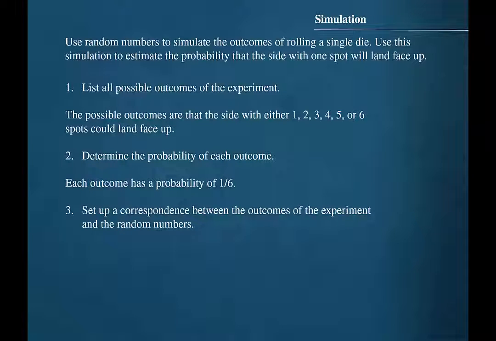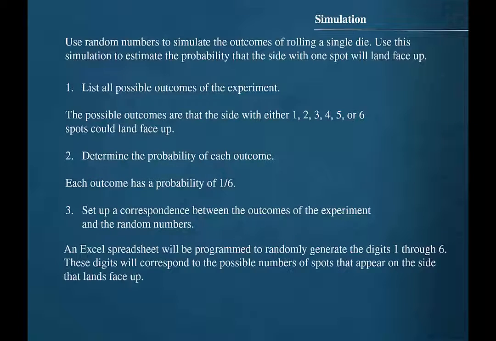Step 3 is to set up a correspondence between the outcomes of the experiment and the random numbers. An Excel spreadsheet will be programmed to randomly generate the digits 1 through 6. These digits will correspond to the possible numbers of spots that appear on the side that lands face up.